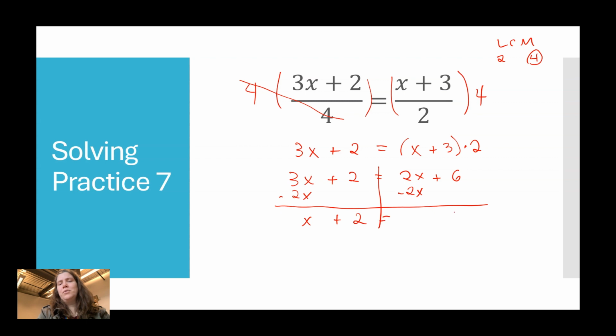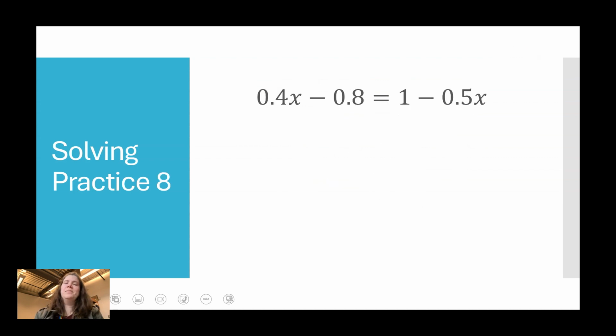Oh, I bet you know this answer right now in your head. But let's get rid of that plus 2, and we end up with x equals 4. So just like clearing the fraction doesn't actually change the problem, right? It just makes it easier for us to think about. We can also clear the decimal.